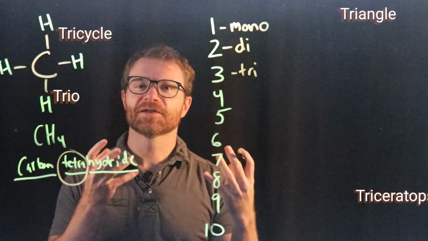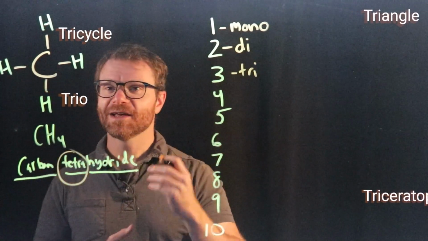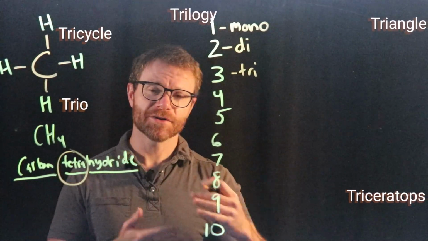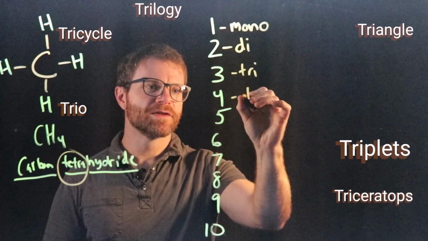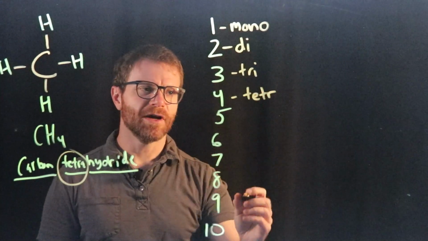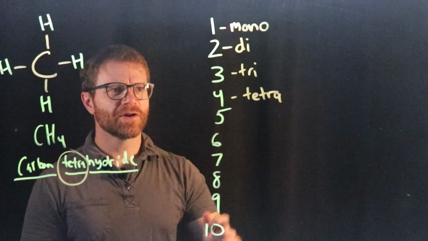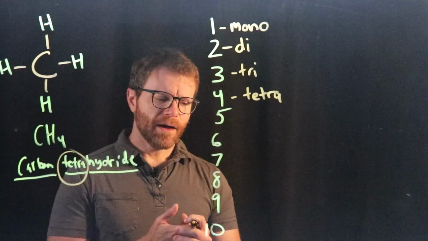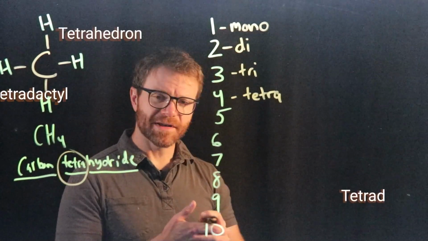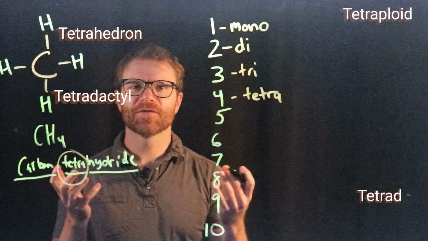A tricycle has 3 wheels. A triceratops has 3 horns, etc., etc., etc. A triangle has 3 sides and 3 angles. 4, as you saw earlier, is tetra. You're probably less used to tetra than you are to mono and tri, but you could think that a tetragon is a shape with 4 sides.